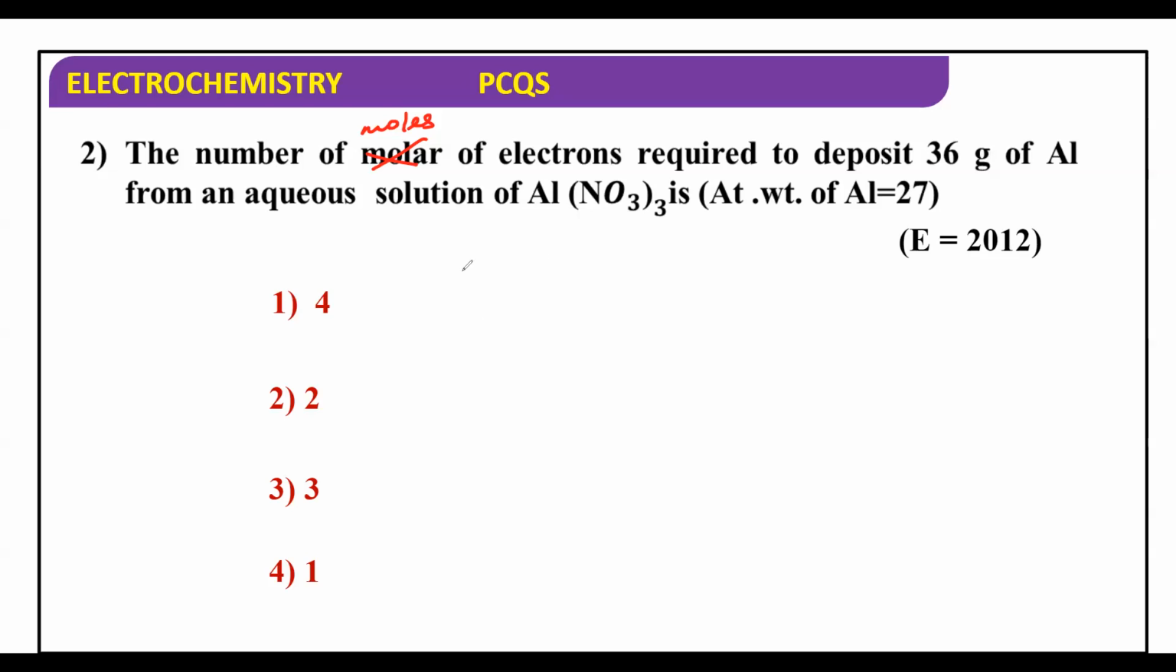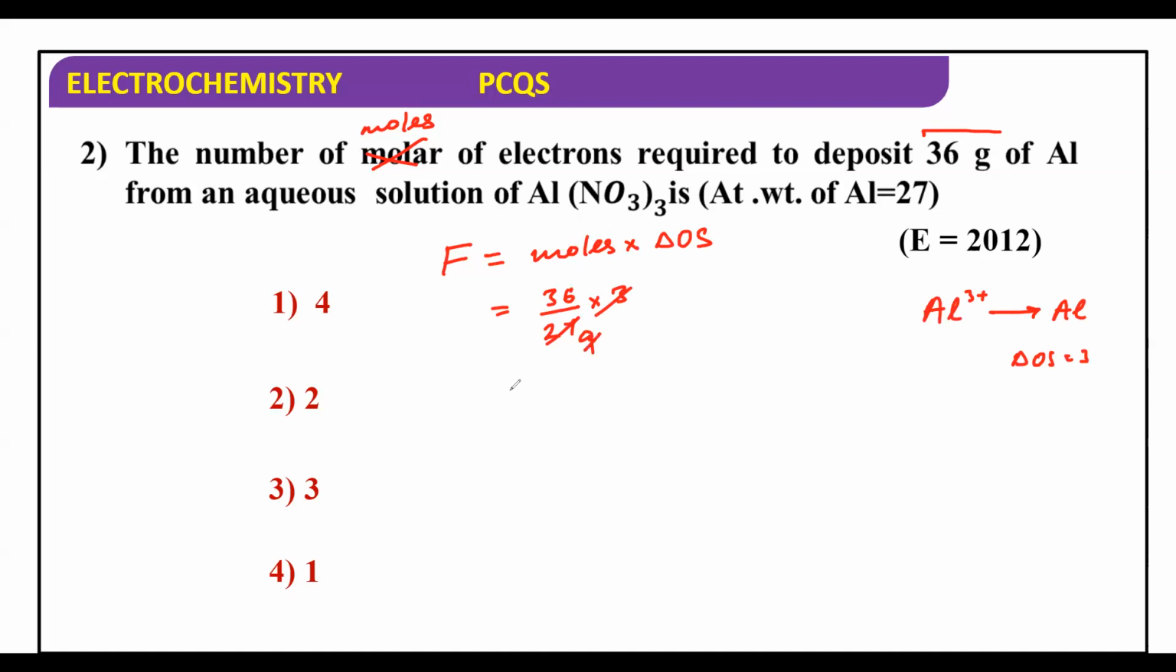There are two formulas. Number of moles of electron यानी कि Faraday निकालना है ना आपको. Faraday is equal to moles into delta OS. Moles required to deposit, you need 36 grams of aluminium. So this will be equal to 36 upon 27 multiplied by change in oxidation state. Aluminium will be in +3 state. If you want to deposit aluminium, then the delta OS is 3. So this will be 3 nines are 4 Faraday.